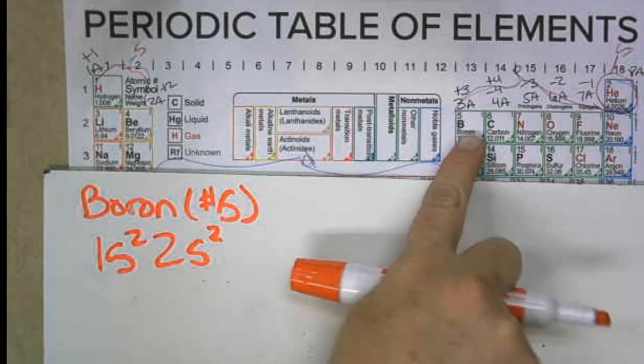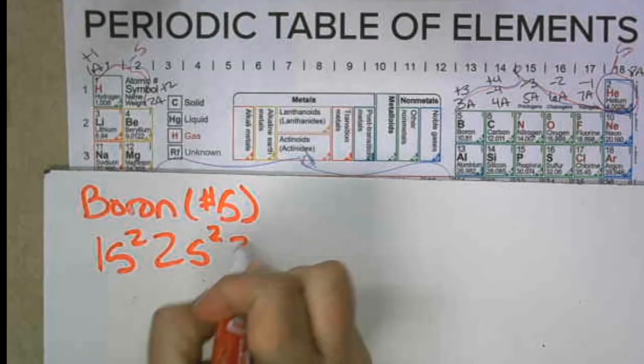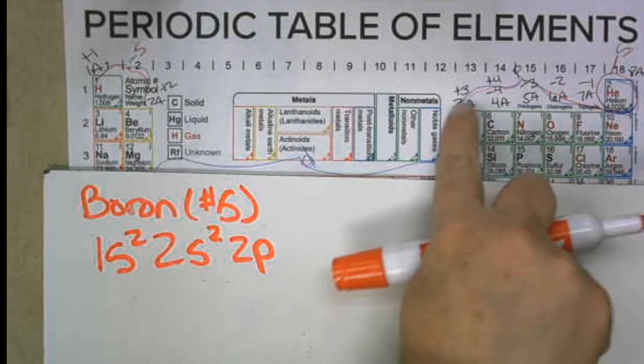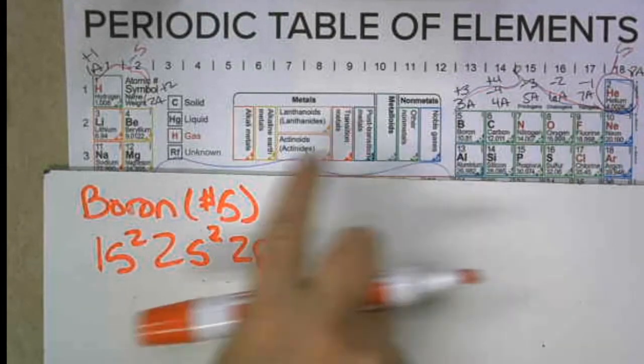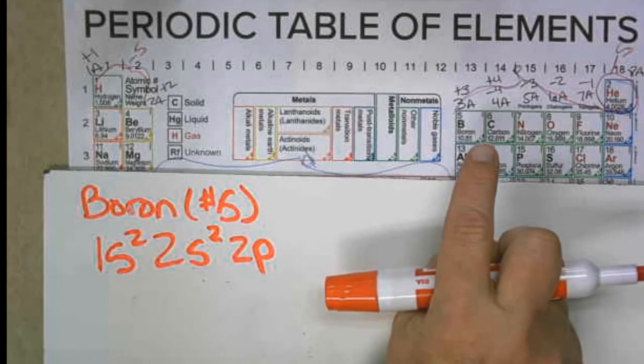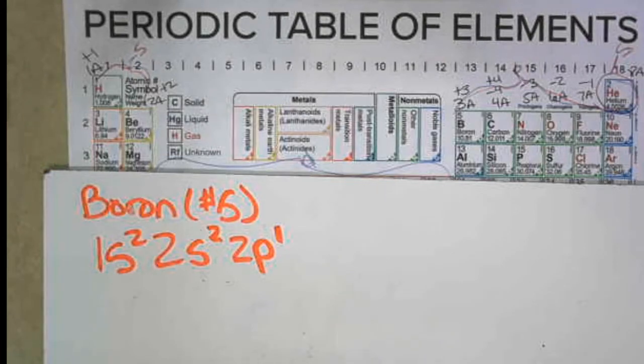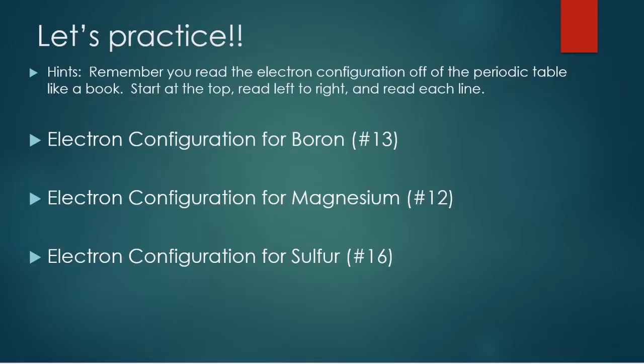I'm moving left to right. So I'm still in energy level 2, but now I'm over in the P block, because these guys are all my P's. And how many do I have to count before I get to boron? 1. That is the electron configuration of boron. Boron is 1s2, 2s2, 2p1. You cannot stop until you actually get to the element. All right, let's do our next one.